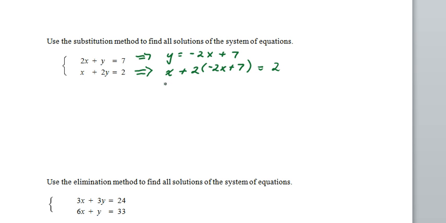And I will go ahead and simplify the left-hand side. Collect the like x terms on the left and subtract 14 from both sides. Dividing by negative 3 gives the value of x to be 4.